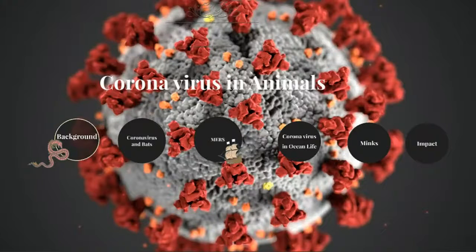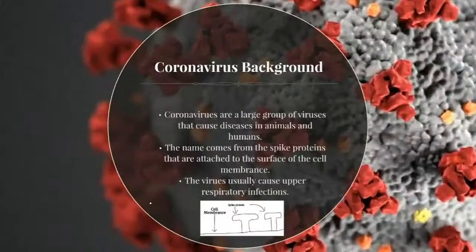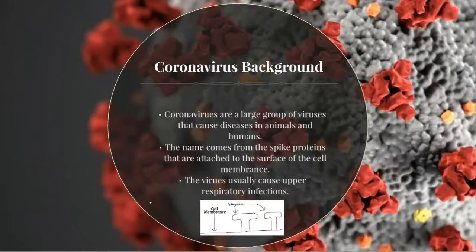My presentation is about coronavirus in animals, and some background information is coronaviruses are a large group of viruses that cause different diseases in animals and humans, and the name comes from the spike proteins that are attached to the surface of the membrane. And most of the time, the coronaviruses create infections in the upper respiratory system and the whole respiratory system.